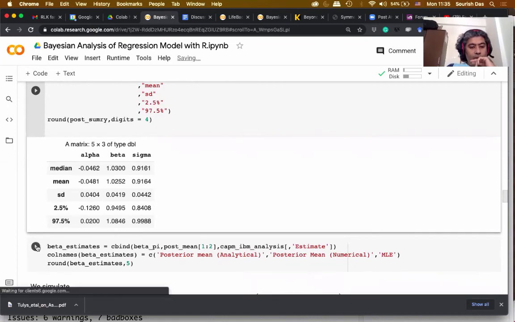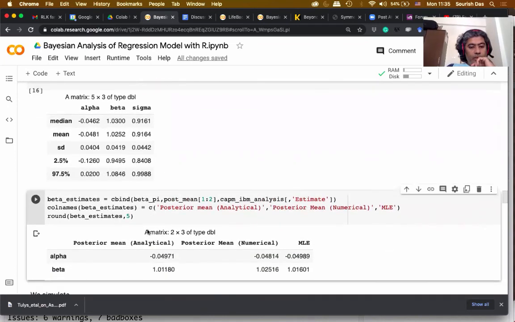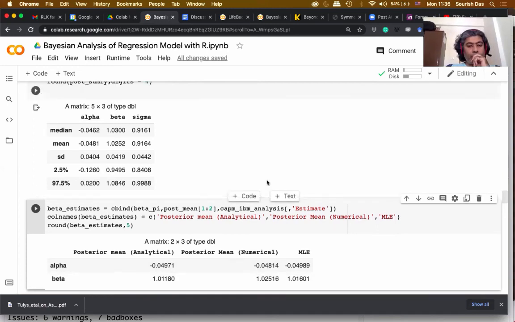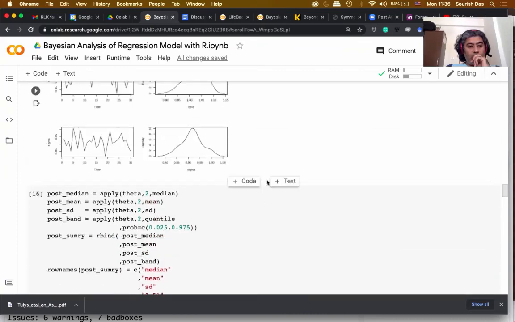Now if I run this, what I'm doing here is comparing the posterior mean analytical solution with the posterior mean numerical solution. Also I'm writing the MLE. The posterior mean analytical solution is negative 0.049, and the numerical turns out to be negative 0.048, and the analytical solution is 1.011, and it turns out to be 1.02516.